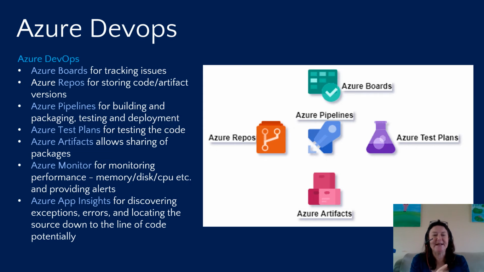Azure App Insights is for looking deep inside your code to find problems like exceptions and errors, and locating the exact line of code potentially that's causing a problem, and so on. So all of that is provided as part of DevOps within Azure.